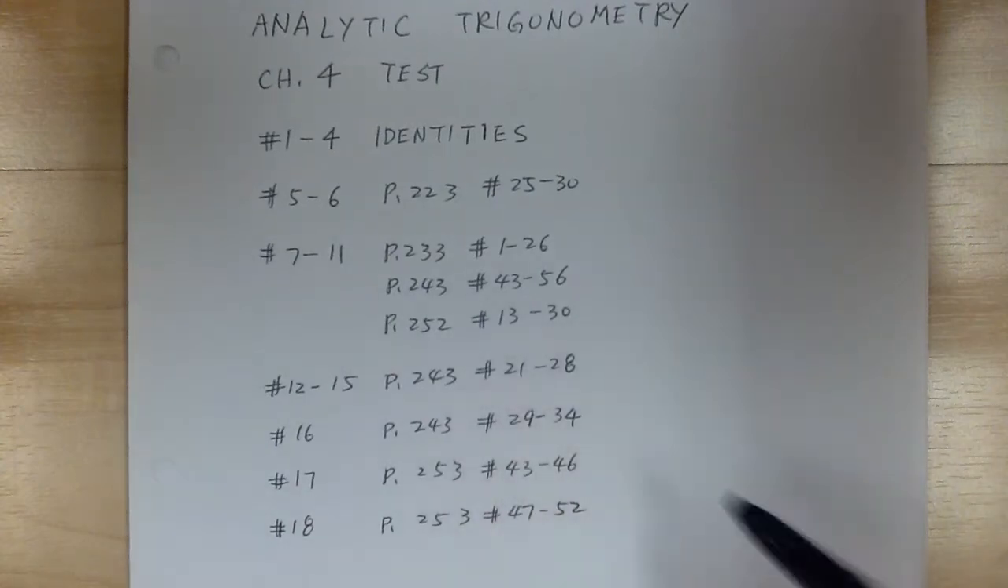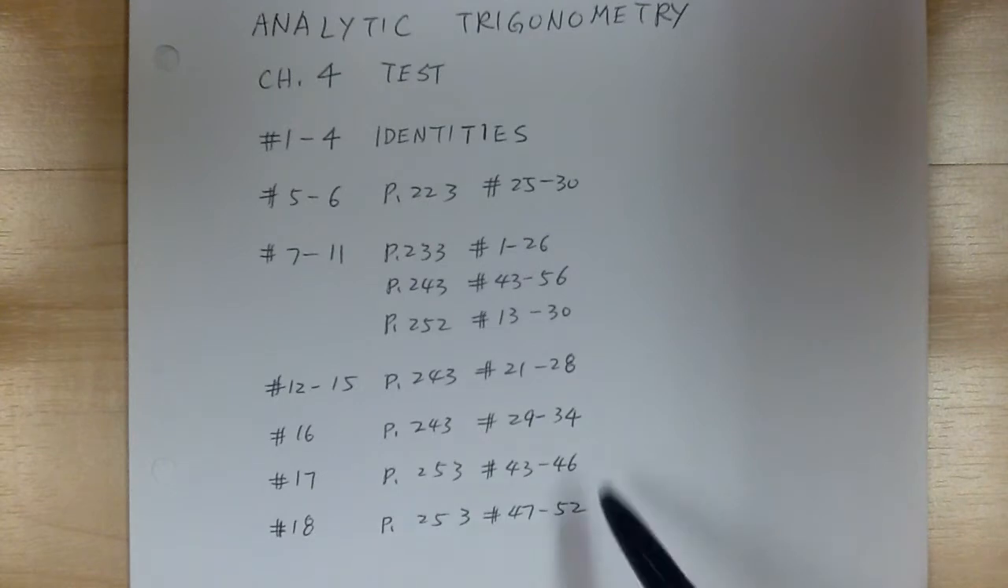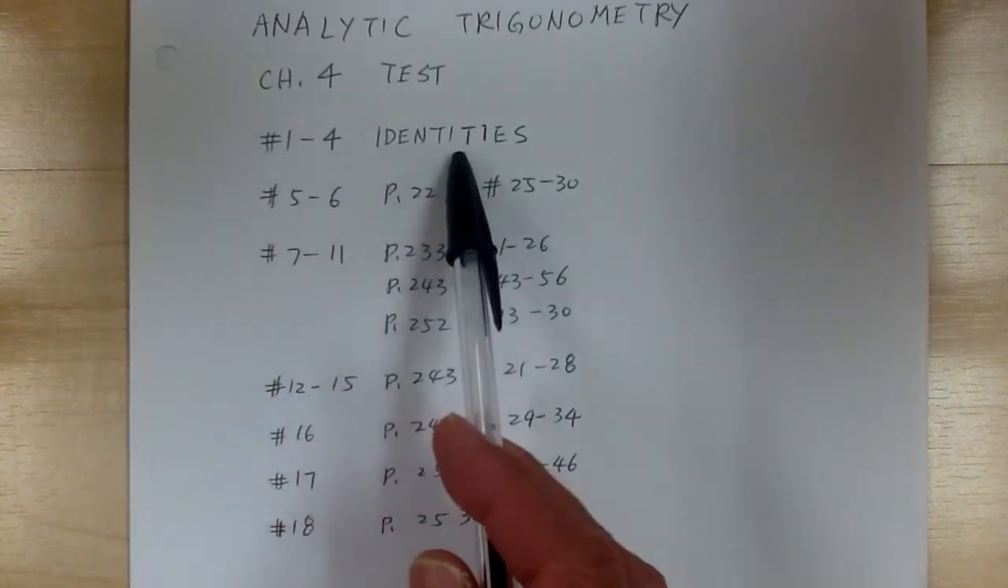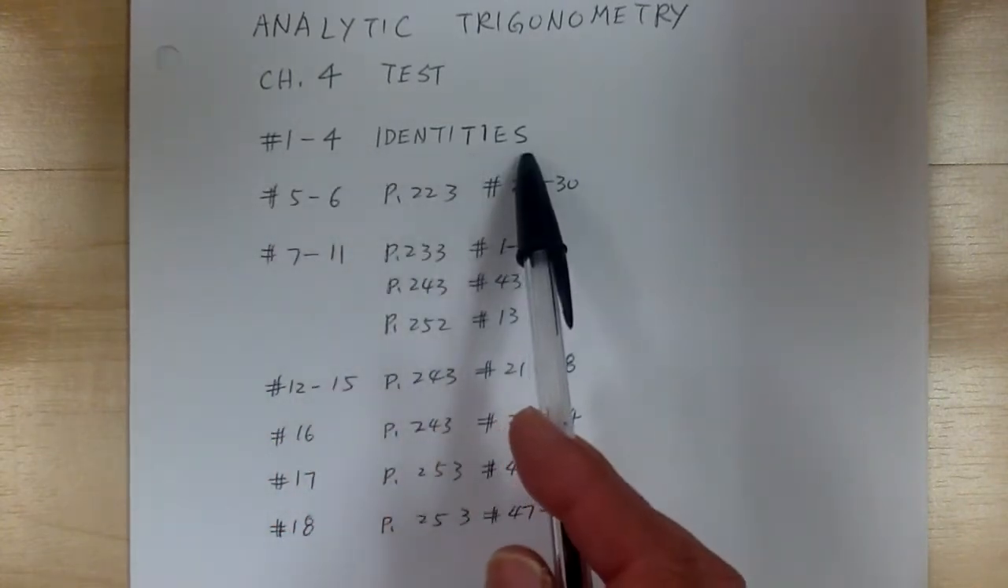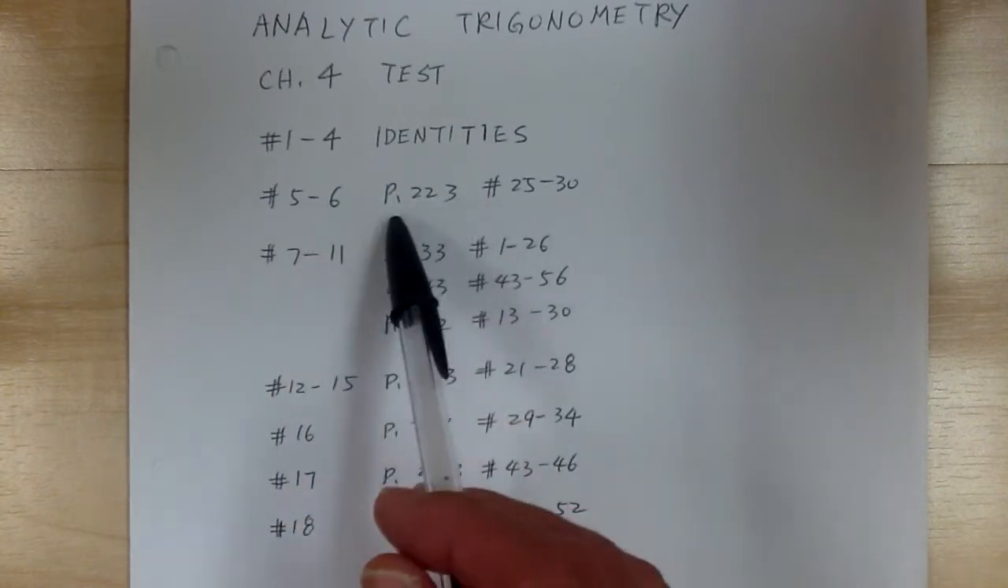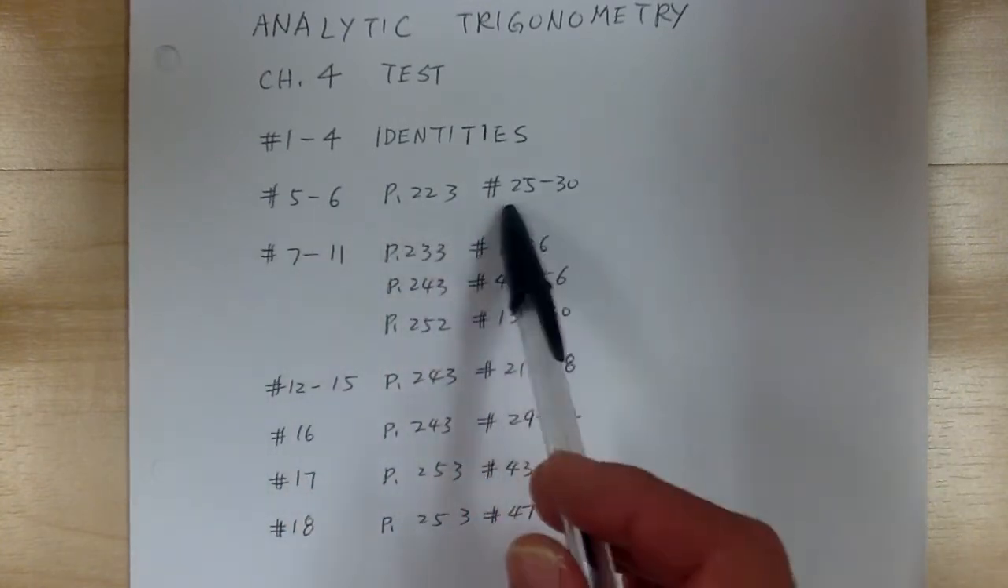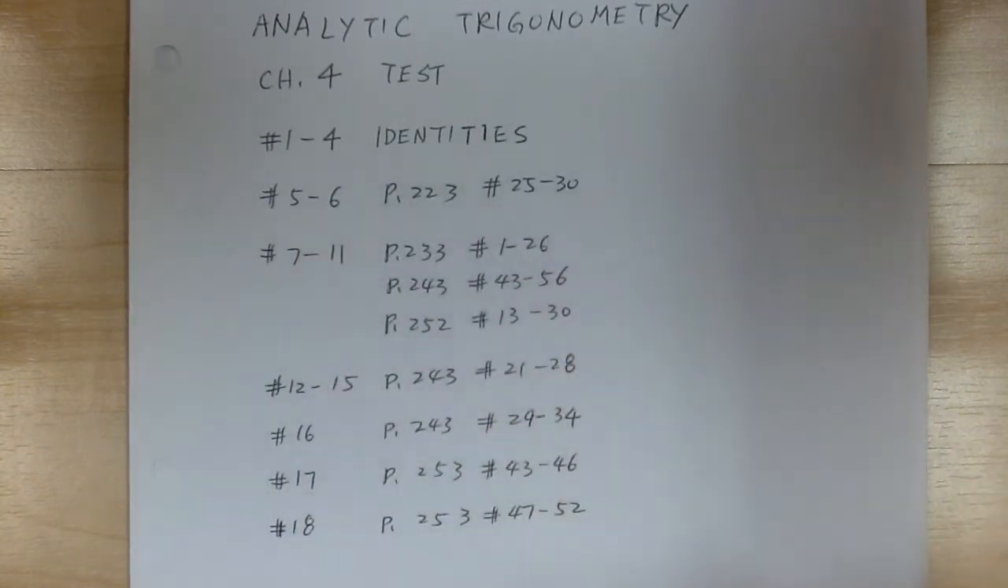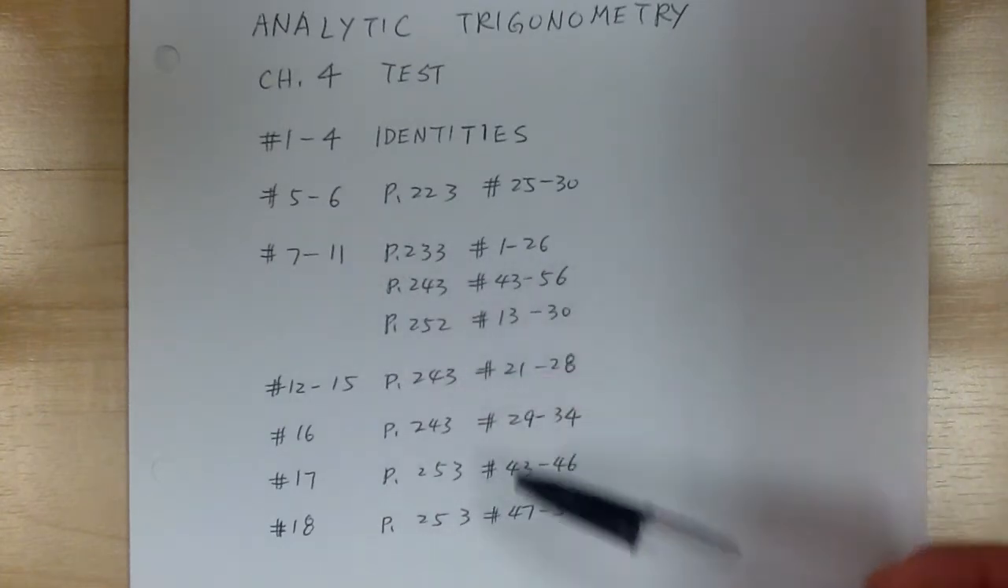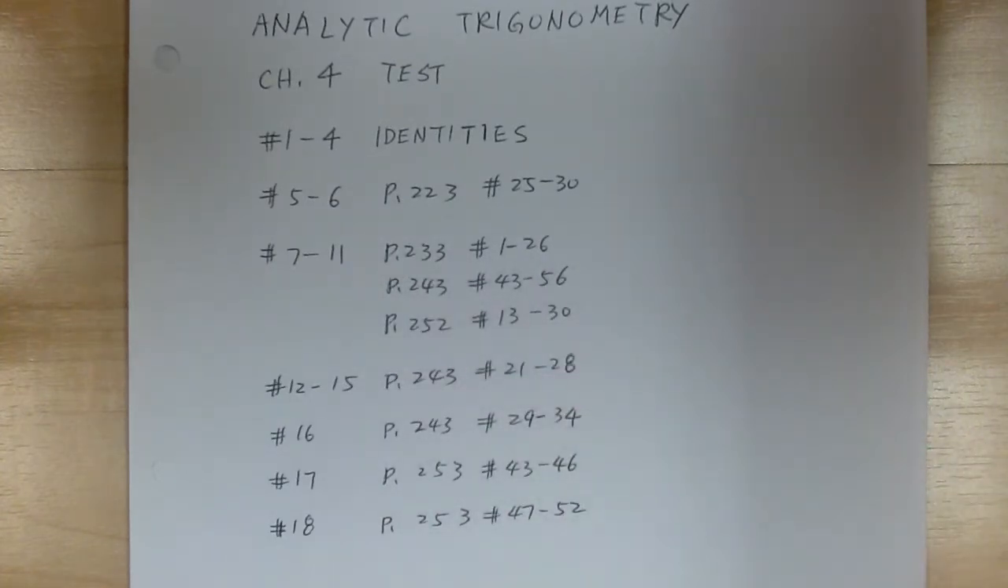This is a breakdown for Chapter 4 test. So first you will need to know the identities. So number 1 through 4 is identities, and number 5 through 6 will be from page 223, 25 through 30, and so forth. So go through the list, make sure you're familiar with all the problems and practice with it.